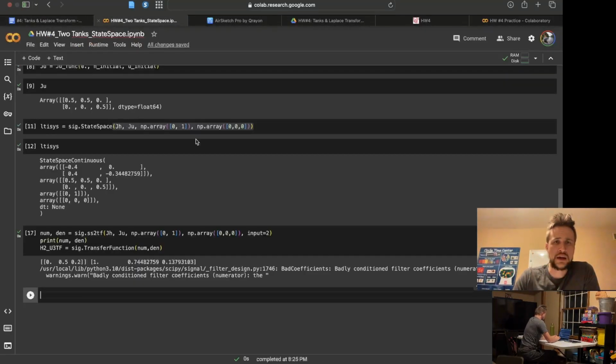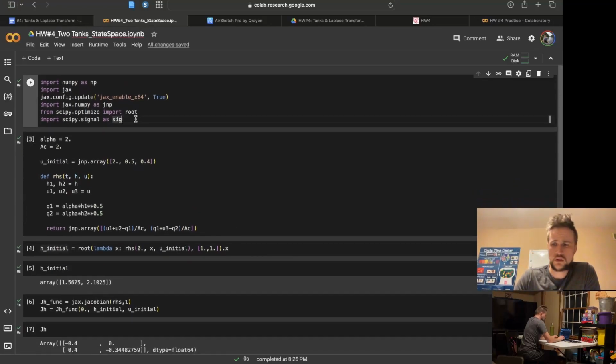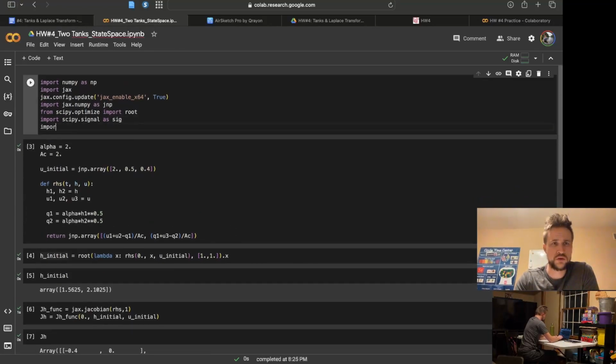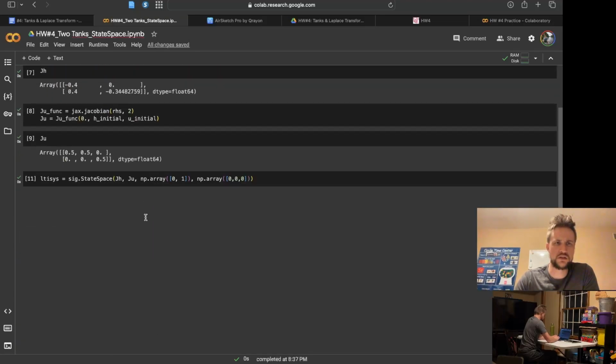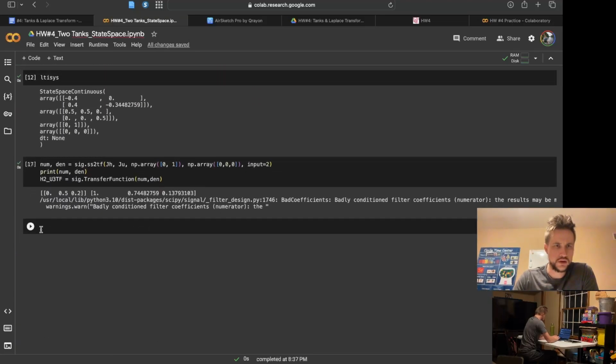And so let's go ahead and do that now, which means we're going to need to import plotly.subplots, or should I say from plotly.subplots import make_subplots, and then from scipy.integrate import solve_ivp, because these are the two methods that we're going to be using now, the newest tools in our tool belt.